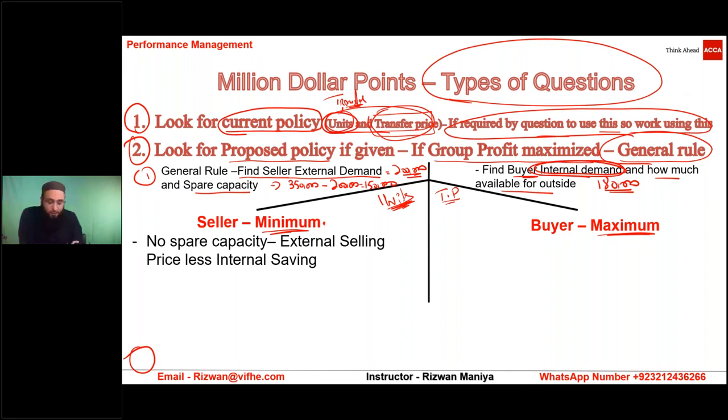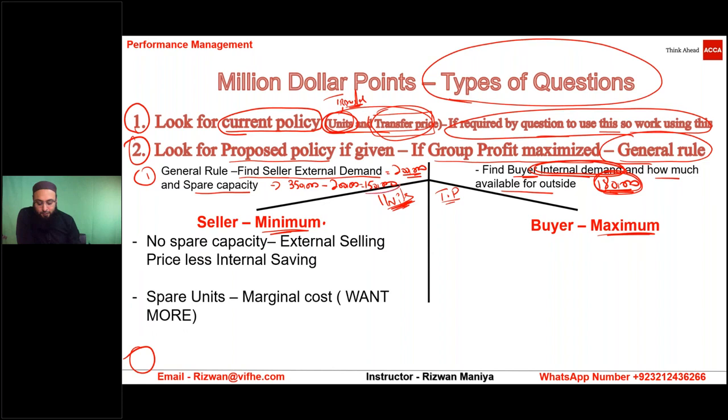First of all, from the seller's perspective, the seller will give you the idea of the minimum that the seller can charge. The internal demand is 180,000. How to fulfill the internal demand? The seller will say, I have 150,000 spare units. So I can fulfill this internal demand of 180,000, which I'm not doing right now. Don't look at the current policy, forget it. I can fulfill this through my spare units of 150,000.